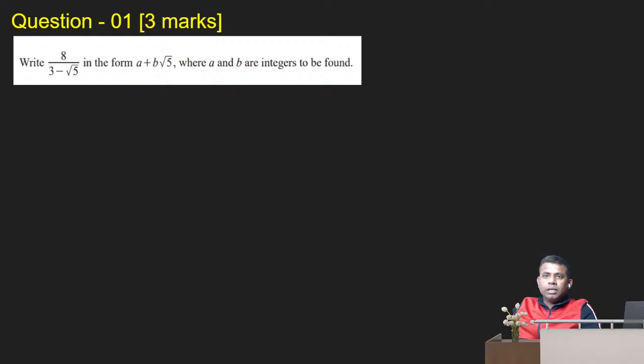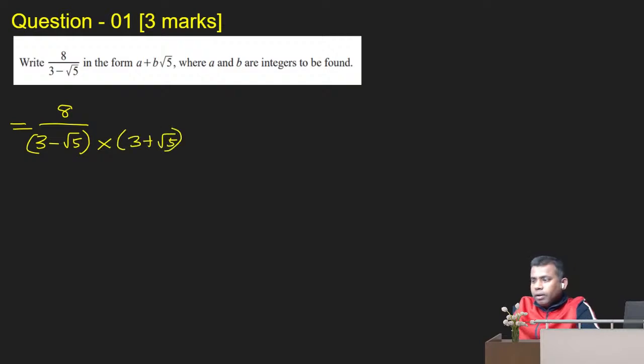So it's a straightforward rationalizing the denominator. 8 over 3 minus root 5, you can multiply by 3 plus root 5. The way to do this, rationalizing the denominator, is to multiply by 3 plus root 5 on the top and bottom.